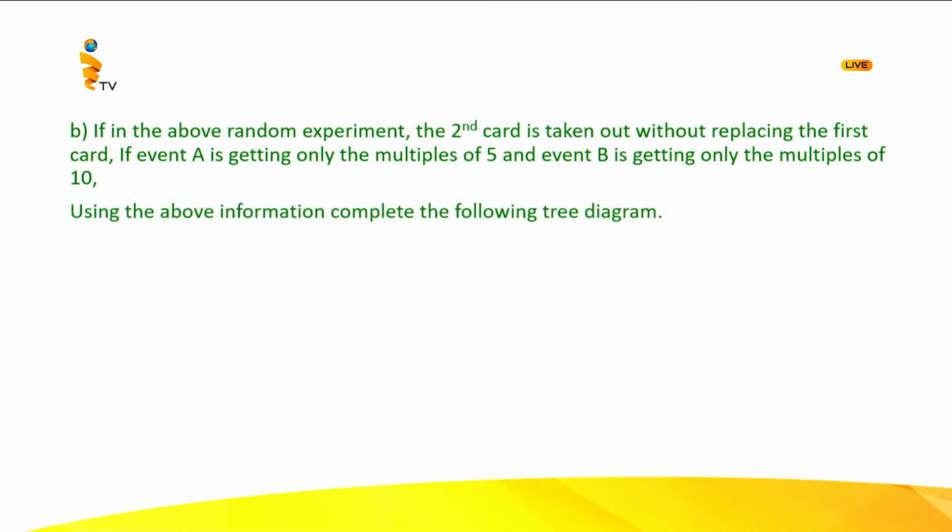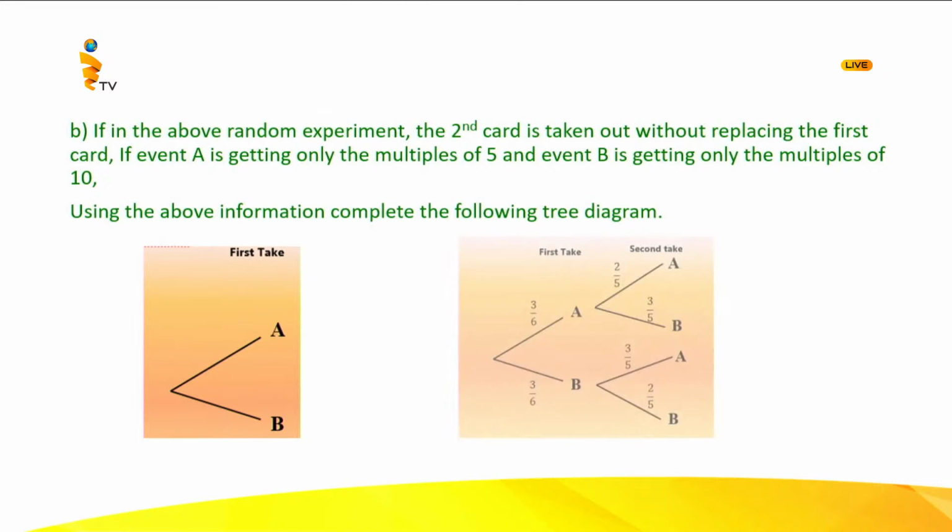The first part they ask is, using the above information, complete the following tree diagram. They have given an incomplete tree diagram indicating the first take, where the events are A and B. You know there are two occasions, the first take and the second take. So I'm going to expand this tree like this, and on these lines I have written the probabilities. Look at the first take, there are two instances, it can be either event A or B.